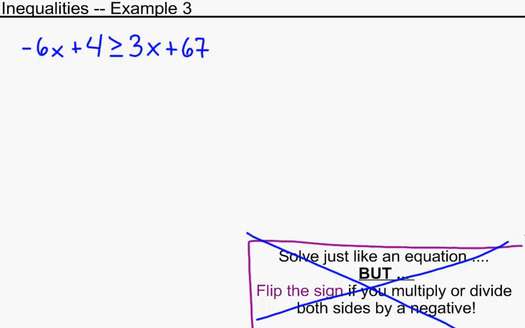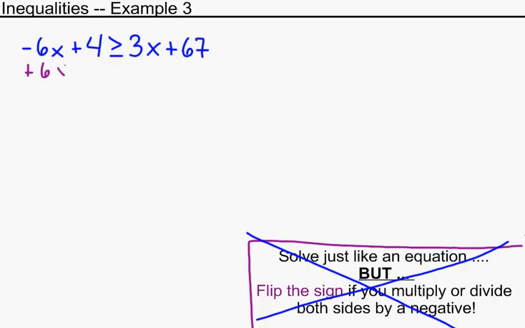I look at both sides, just like an equation, to see if they're already simplified, and in this case they are, so I don't have to do that. So my first step is really just to get the variables to the same side. And I have two choices. I could add 6x to both sides, or subtract 3x from both sides.